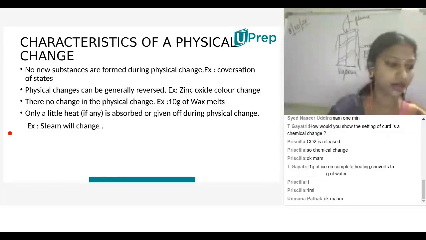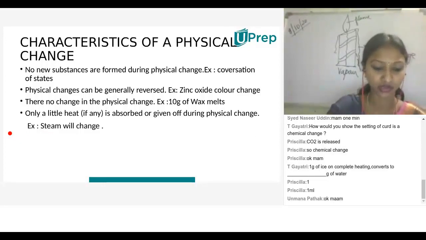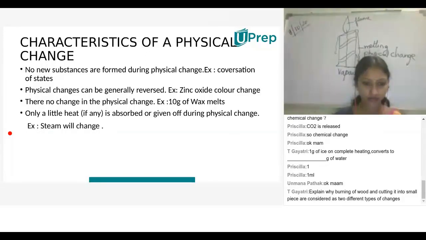Actually, if I say it, you catch the question immediately, and you say you need to repeat once again. So I'm just texting it. In the next session, I will explain that burning of wood and cutting it into small pieces are considered two different types of changes. Ma'am, can I tell? Yes, Unmana.